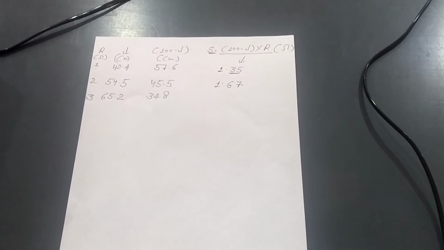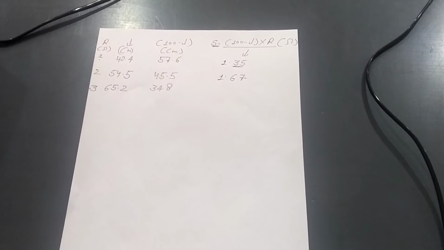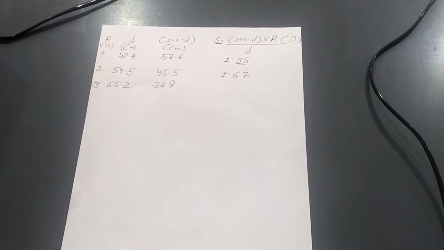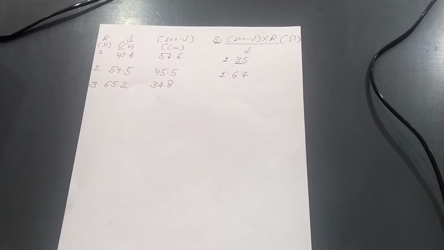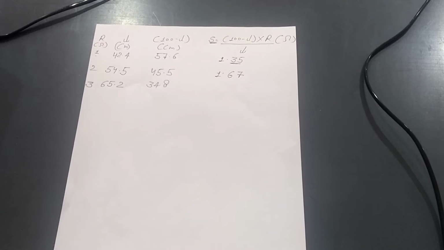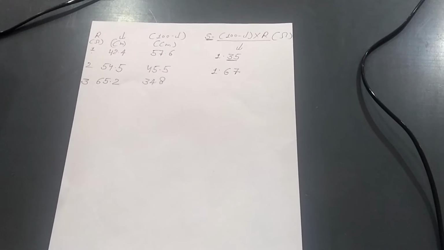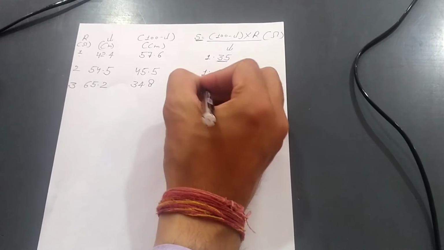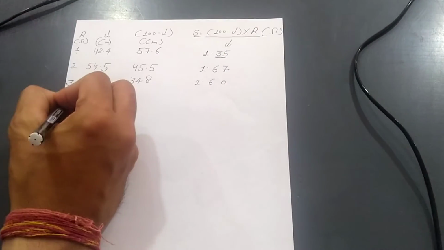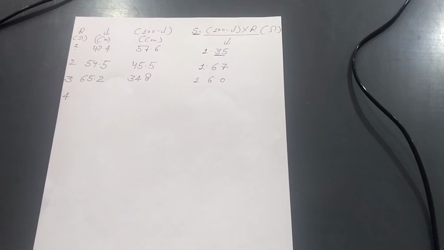And 34.8 into 3 is 104.4, and divided by 65.2, which is coming out to be 1.60. One more, I'll take two more. That is for 4 and 5 ohm also I'll take, right?